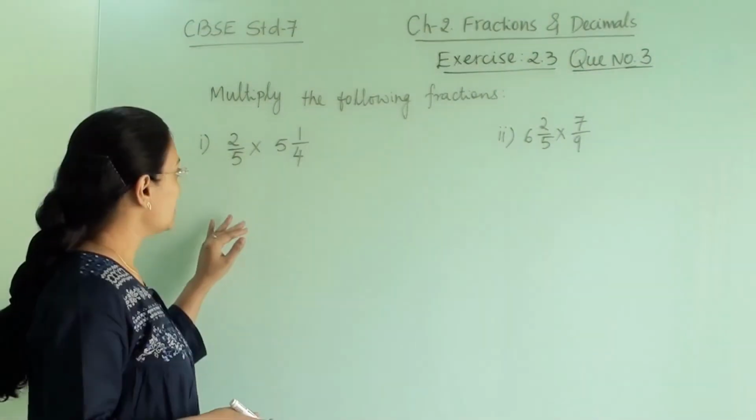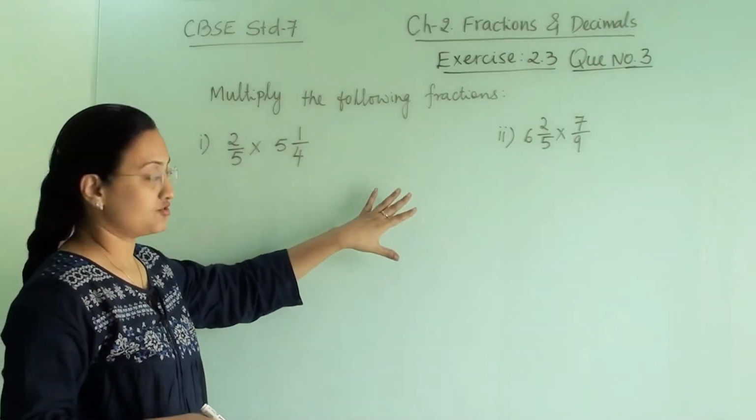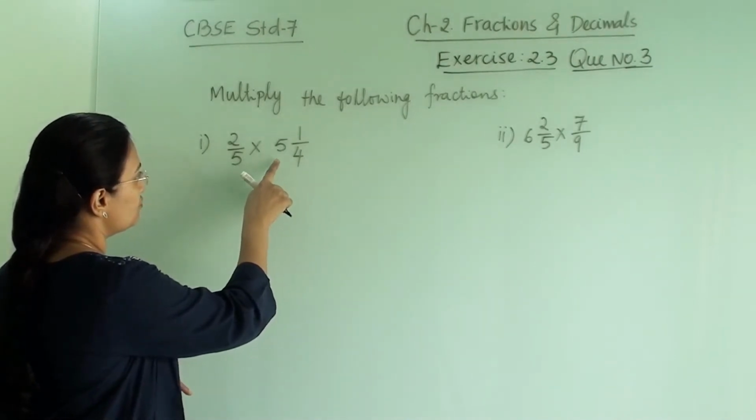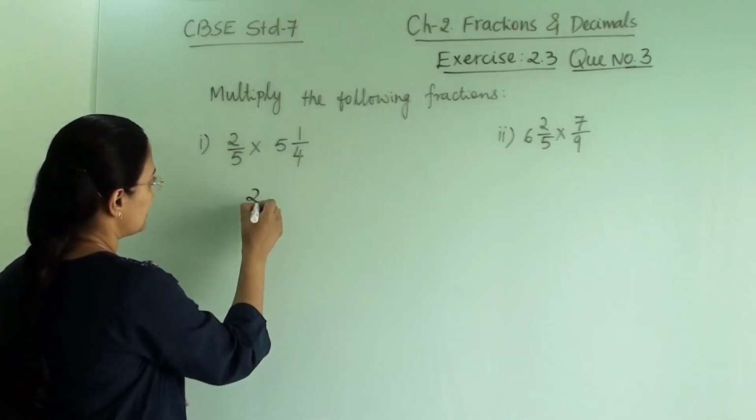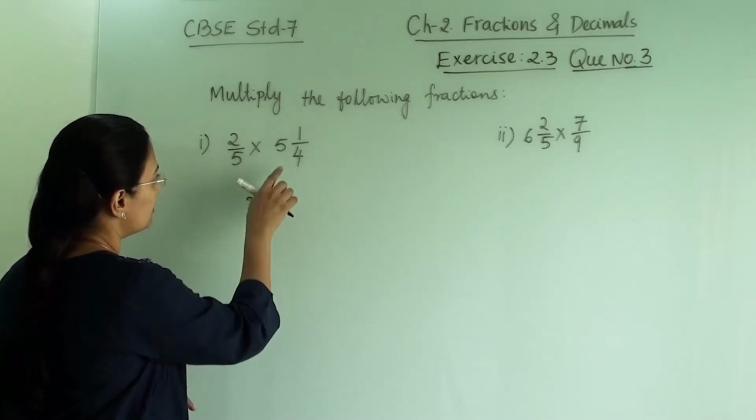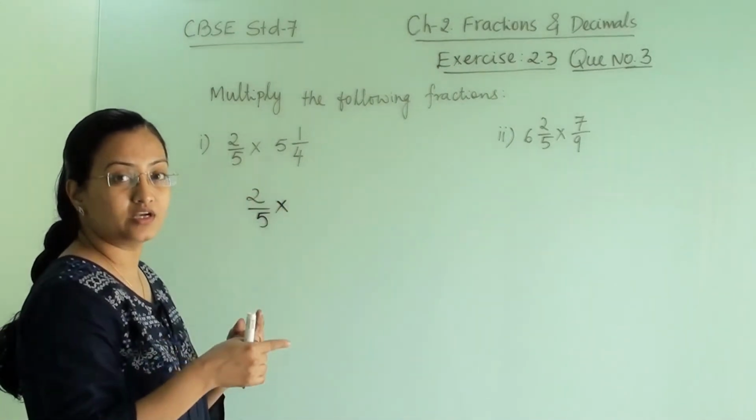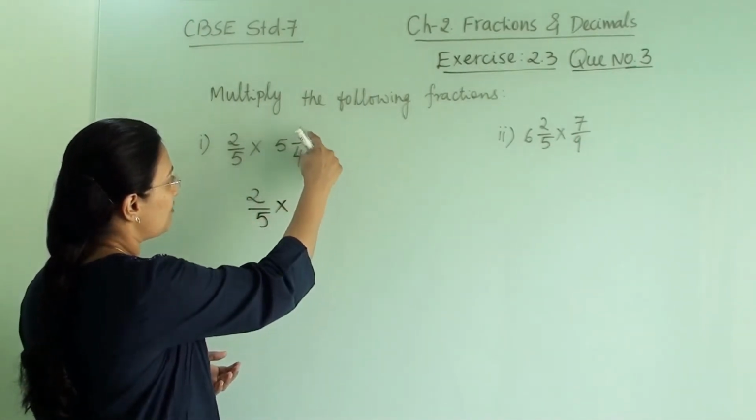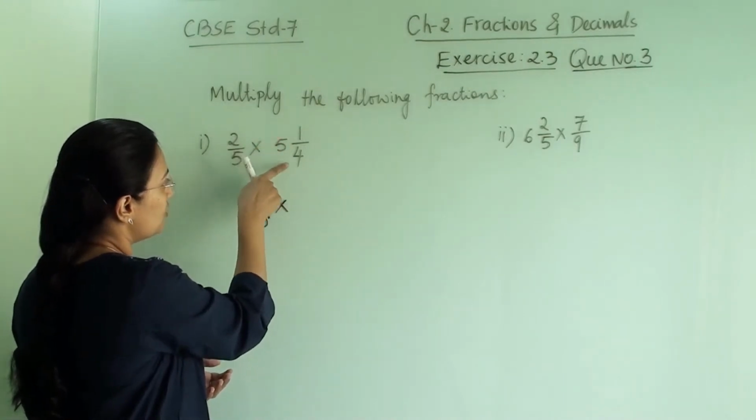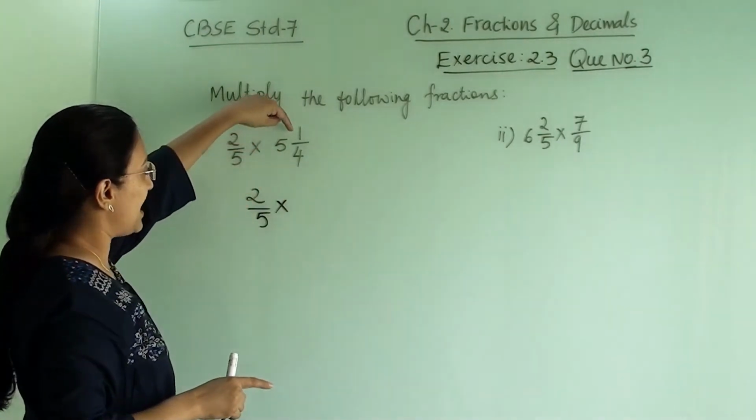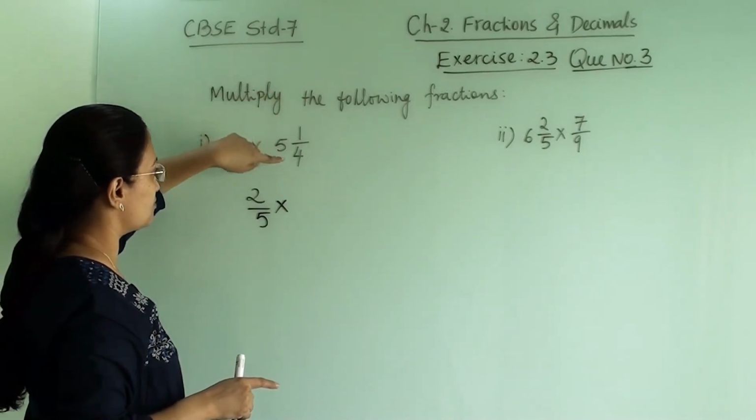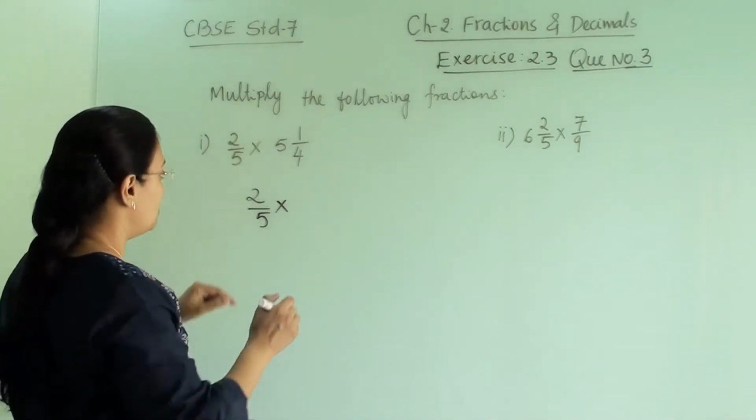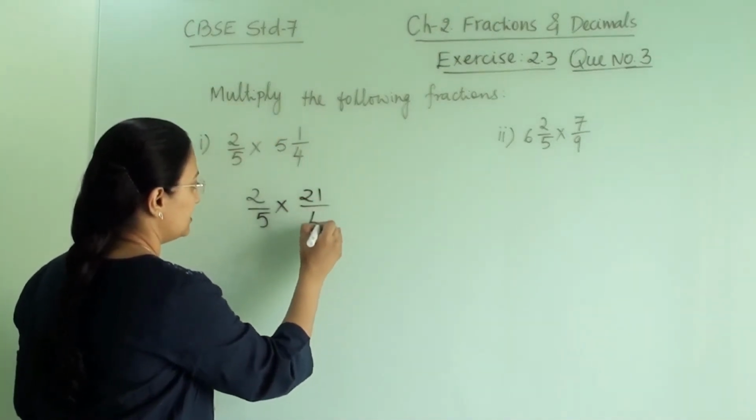Question number 3. So in this question, multiply the following fractions. So let us multiply them. So here first is 2 by 5 into 5 1 by 4. So let us write 2 by 5 into. Now this is mixed fraction. We have to convert it into improper fraction. So first 5 into 4, 20. Then we have to add this one. This 2 will be multiplied and then we have to add this number into that multiplication. So it is 5 into 4, 20 plus 1. So it is 21. It is going to be 21 divided by 4.